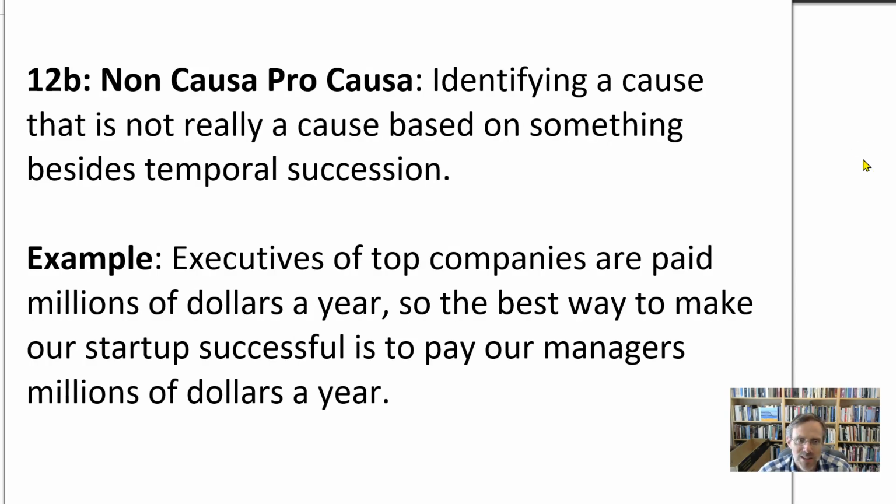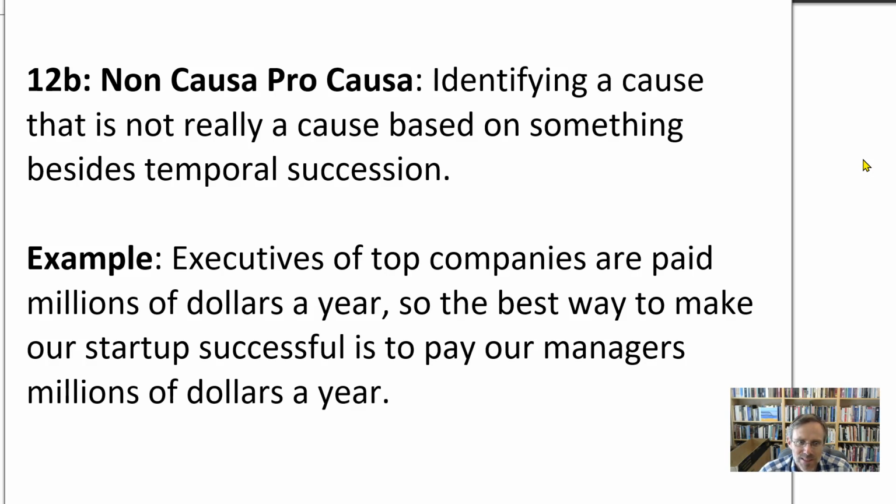Another example given by Hurley is non causa pro causa. You can think of this as identifying a cause that is not really a cause when it's based on something besides temporal succession. Temporal succession is just post hoc ergo propter hoc. But oftentimes a false cause can be identified that is not really a case of temporal succession like that. So here's an example.